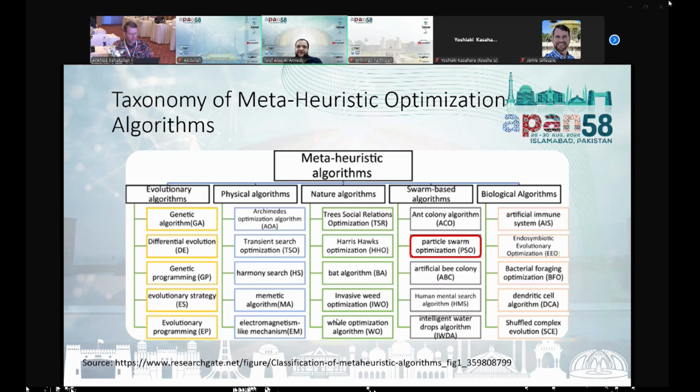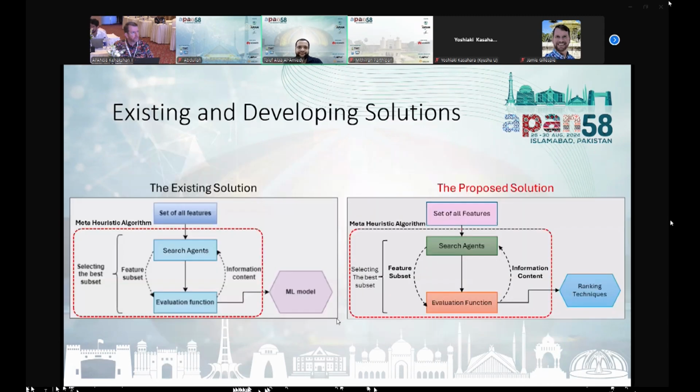This algorithm is one of the best known, and it has a fast execution time and few control parameters, so we used it in this research as the feature selection algorithm. What we have been doing in this research, as you can see in the figure, is this: the existing solutions, the meta-heuristic algorithms, rely on a machine learning algorithm to evaluate a subset of features.